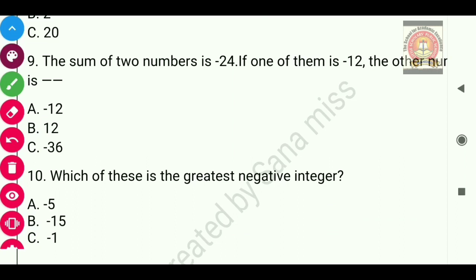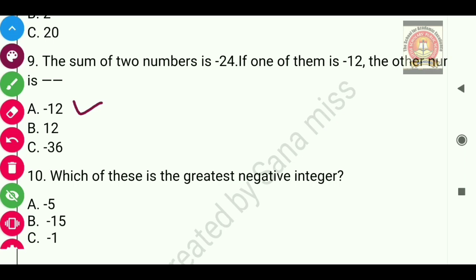Question number 9. The sum of two numbers is minus 24. If one of them is minus of 12, then the other number is. You want addition of two integers which gives minus of 24. Minus 24 will come in the case that both are negative here. Like I will go to the option. One is minus 12, the other will also be minus 12. Minus 12, when you add with minus 12, you will get minus of 24.